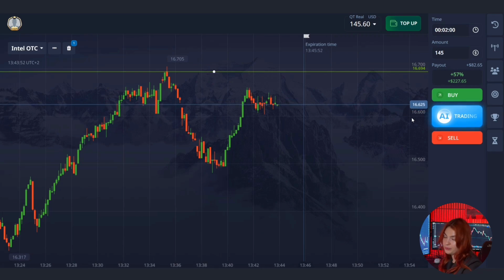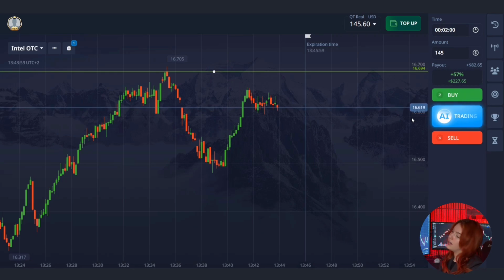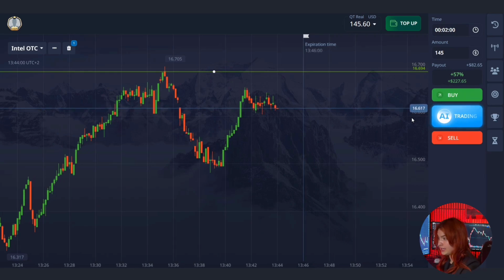I'm just going to watch the price a little bit now, and perhaps the price will continue to move in the consolidation zone. But as soon as a green candle begins to form, we'll open a deal to buy.